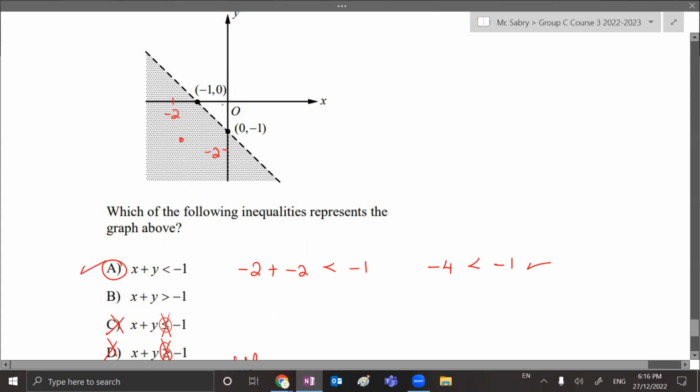If you decided to substitute with the point 0, 0, then know that it must be not true. Is 0 less than -1? No, it's not true. It's the other side. So still, A works best for both. Does that kind of make sense or not?